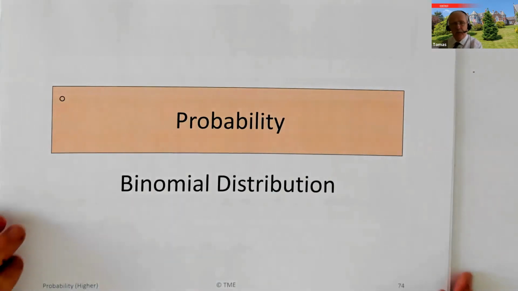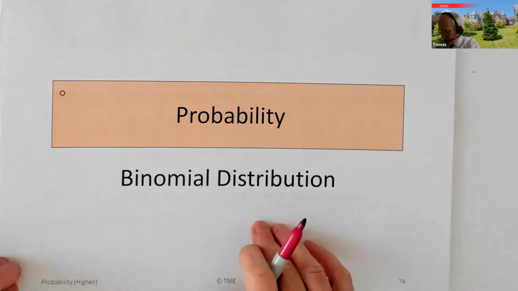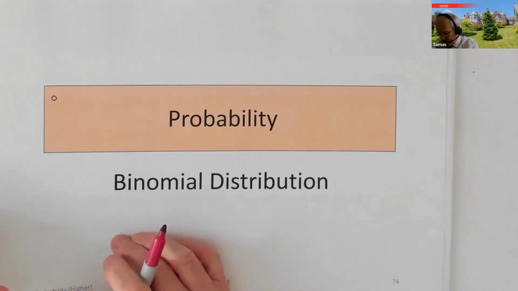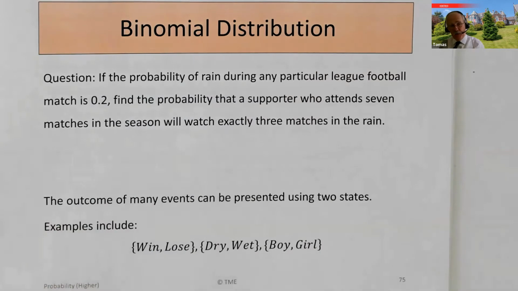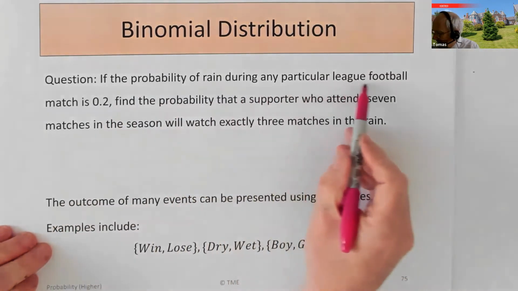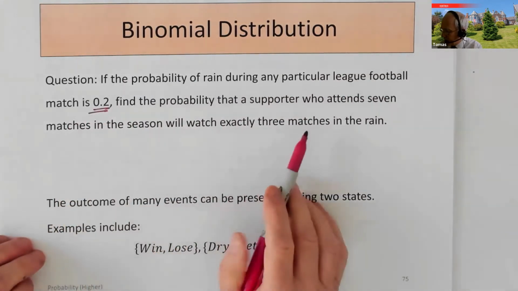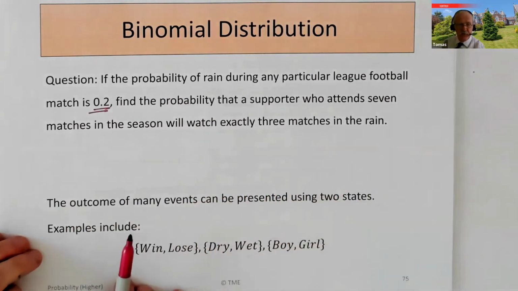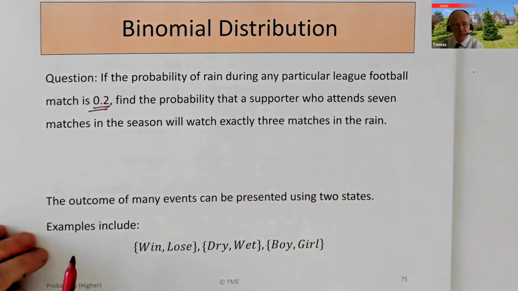Now, let's look at some calculations when it comes to the binomial distribution. The binomial distribution is a lovely distribution where something is either one thing or another. So if the probability of rain during any particular league football match is 0.2, find the probability that a supporter who attends 7 matches in the season will watch exactly 3 matches in the rain. That's the sort of question you're going to be asked.